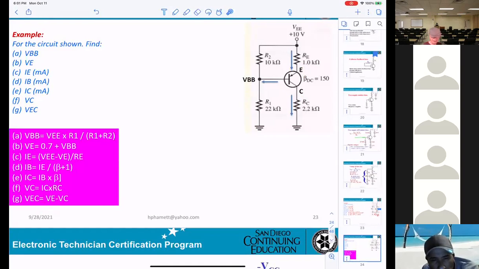Okay, any question in this problem? Just bring it up.